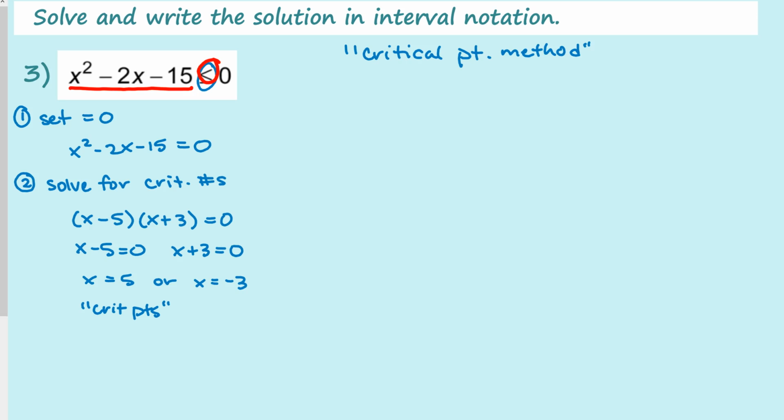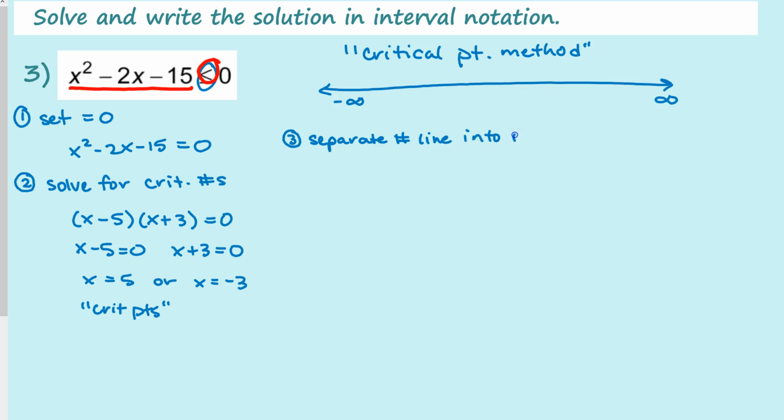We also need to know where it is less than 0. So what we're going to do is take our entire number line that goes from negative infinity to infinity, and separate it into intervals. The places we separate it is where we have our critical points. So separate it with a critical point at negative 3 and at 5. So that means our intervals are going to be negative infinity to negative 3, negative 3 to 5, and 5 to infinity.